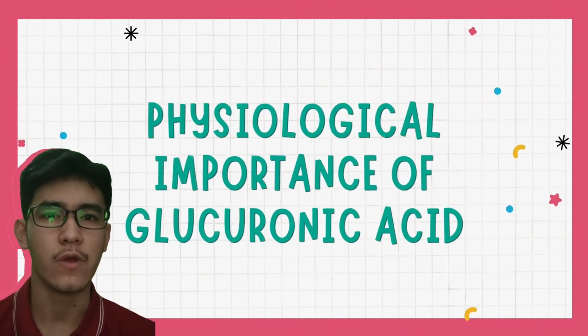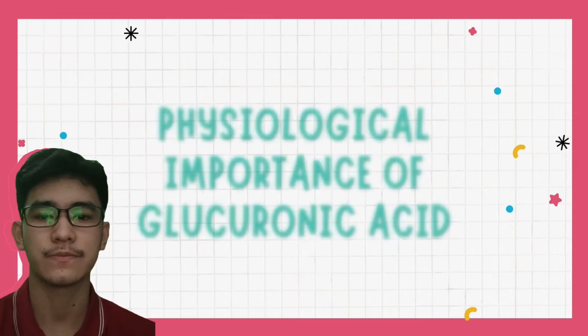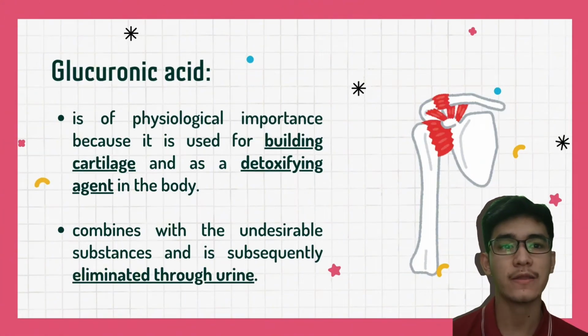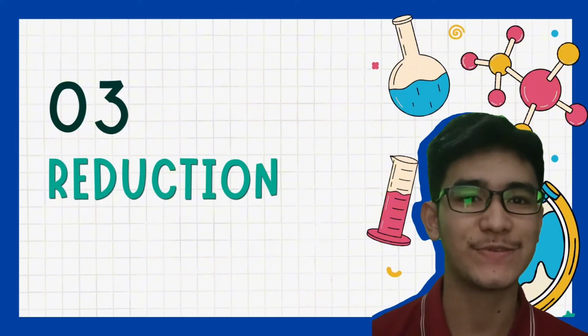What role does glucuronic acid play in our body's physiology? It's involved in the formation of cartilage and acts as a detoxifying agent within the body by binding to harmful substances, which are then excreted through urine. Now moving on to our next reaction.